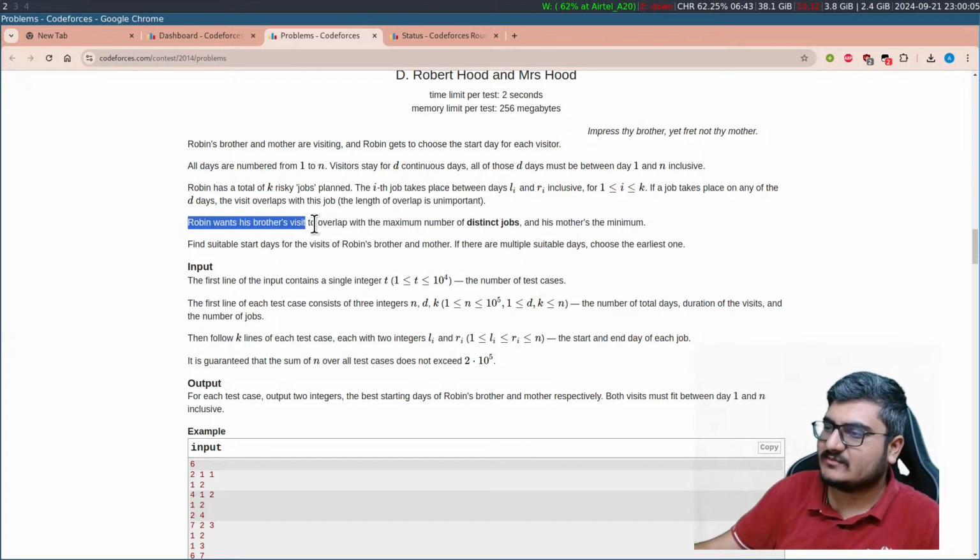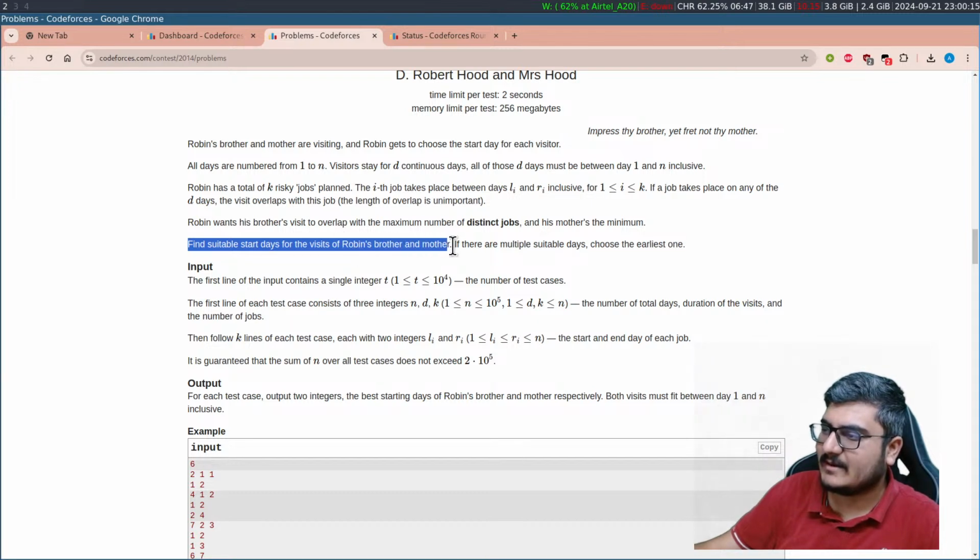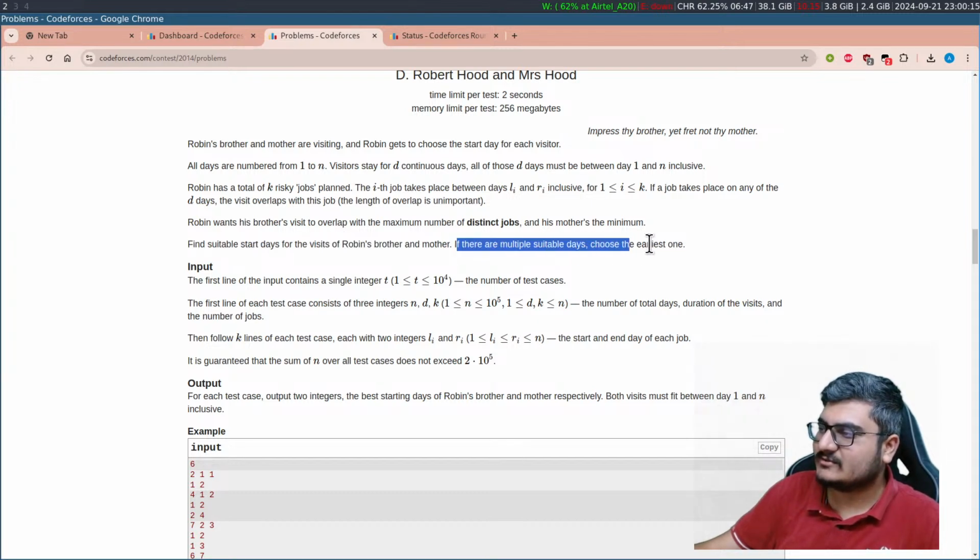Robin wants his brother's visit to overlap with the maximum number of distinct jobs and his mother's visit the minimum. Find the suitable start dates for the visit of Robin's brother and mother. If there are multiple suitable days, choose the earliest one.